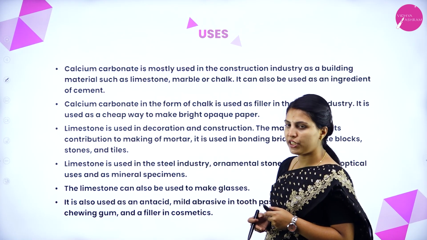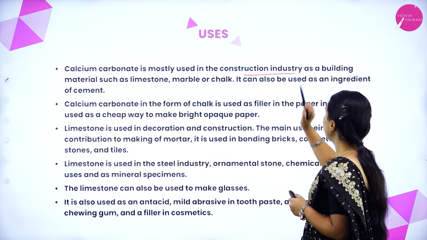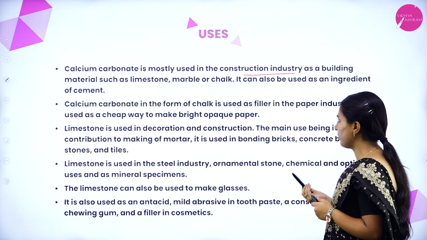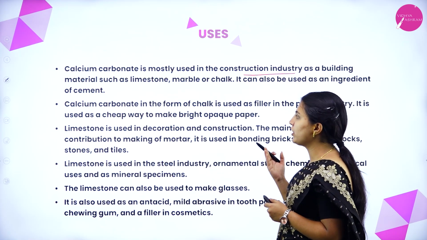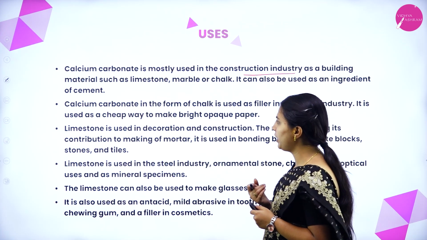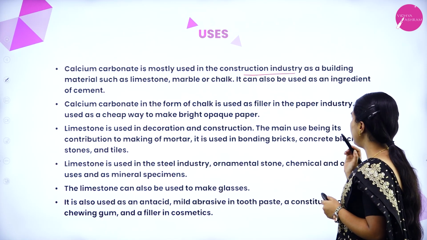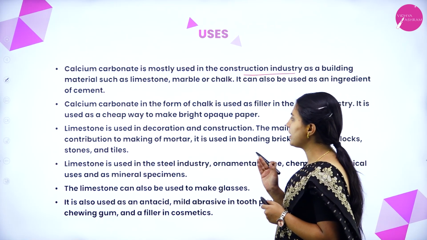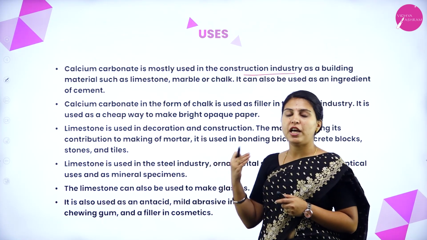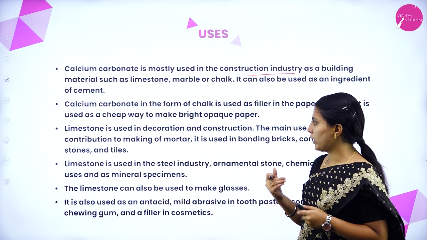Next, uses of calcium carbonate. Calcium carbonate is mostly used in the construction industry as a building material such as limestone, marble or chalk. It can also be used as an ingredient of cement. When manufacturing cement, this calcium carbonate is used. Calcium carbonate in the form of chalk is used as a filler in the paper industry; it is a cheap way to make bright opaque paper. It is used in the manufacturing of paper or chalk also to get brightness.